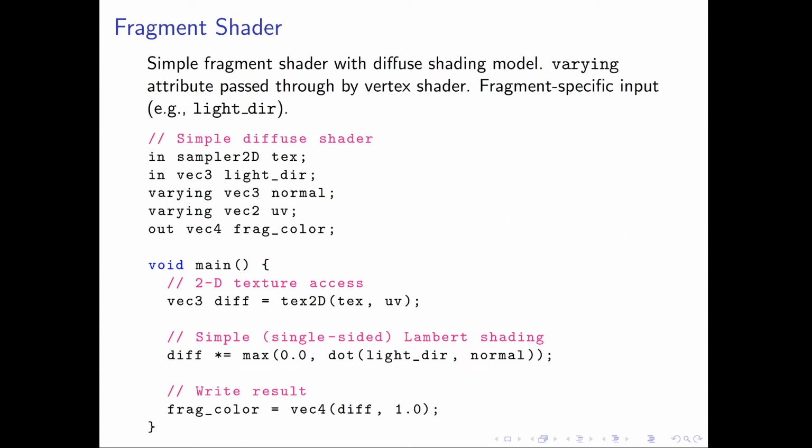And so here's what a very simple fragment shader could look like. In this example, we are given our varying input variables that come from the vertex shader, like the normal and the UV coordinate that were interpolated. And we also have a certain input that is specific to the fragment shader that we didn't use in the vertex shader, like for instance the light source direction or a diffuse texture.